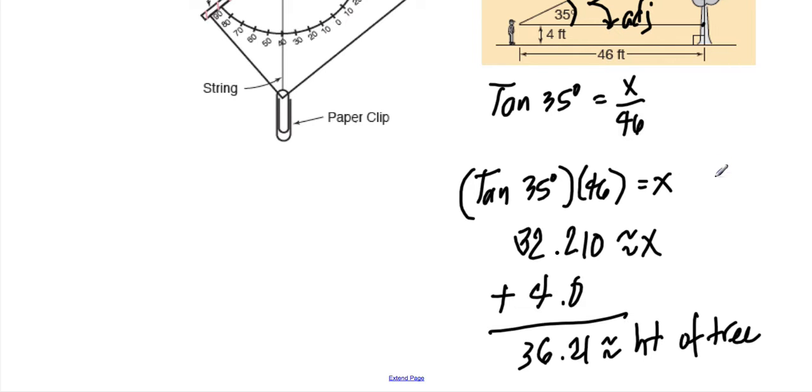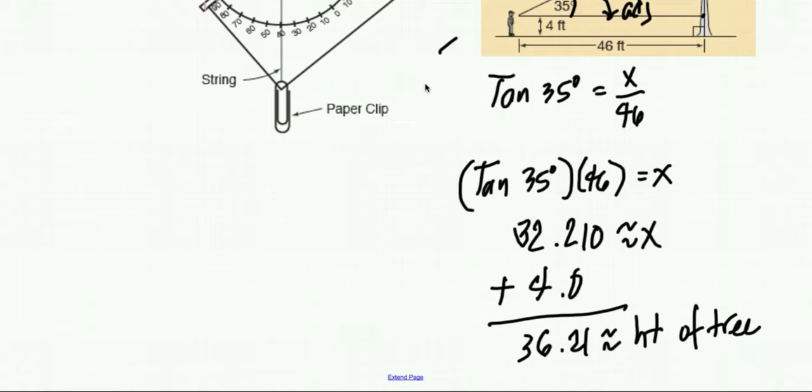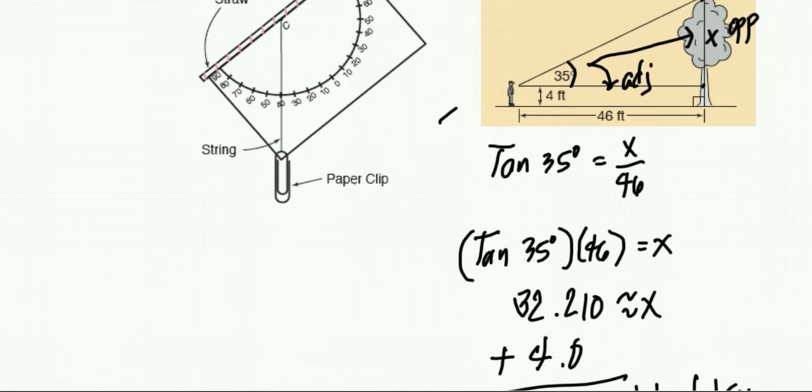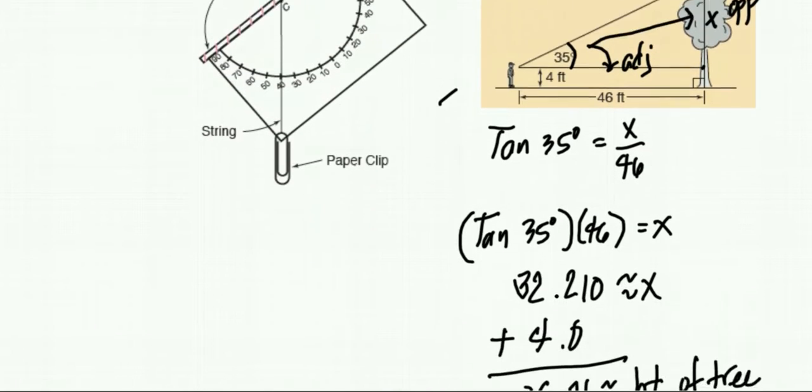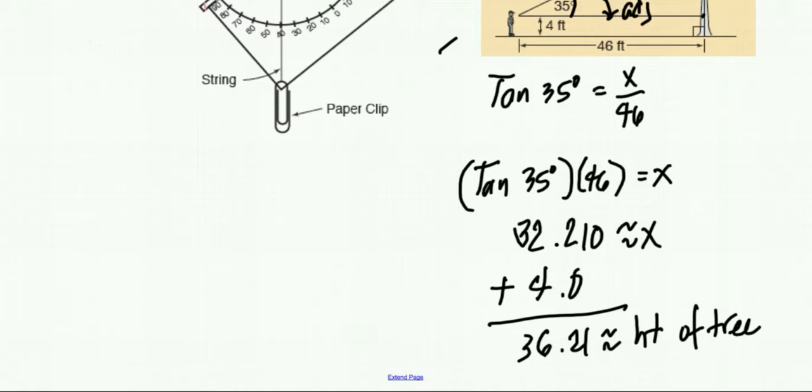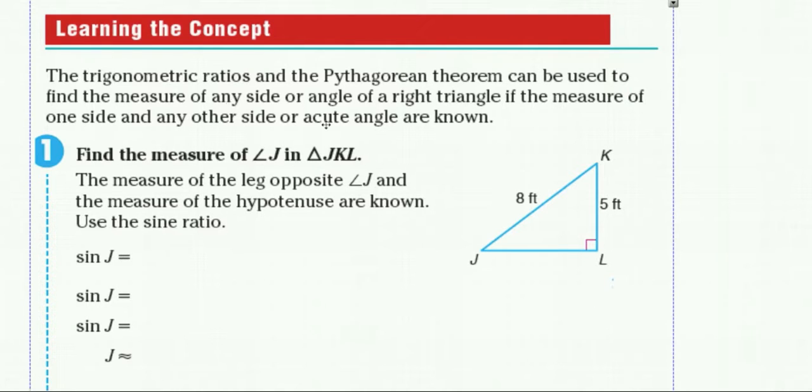Obviously our hypsometer is very crude. There are actually modern hypsometers you can put on your iPhone, and it can measure the angle and find the height of the tree quite easily. So that's one way of creating a hypsometer without a lot of fuss. Okay, so let's move on and let's learn the concept.